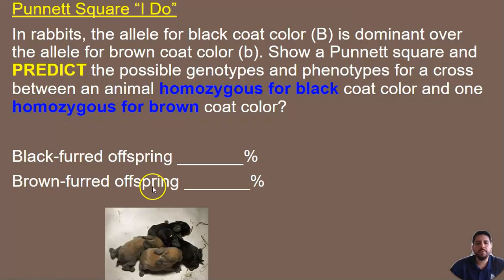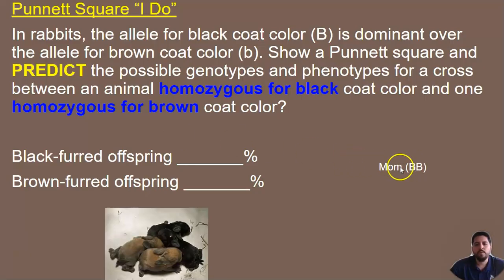So it doesn't tell us which is which, but we know that one is homozygous for black, and again, it doesn't matter. But one is homozygous for black and one is homozygous for brown. Remember, homo means the same. Zygous is referring to the genes. So here, both genes are the same for black, which means we'll have 2 capital B's. And this one is homozygous for brown, which means we'll have 2 lowercase b's. So we'll just say mom is homozygous for black and the dad is homozygous for brown.